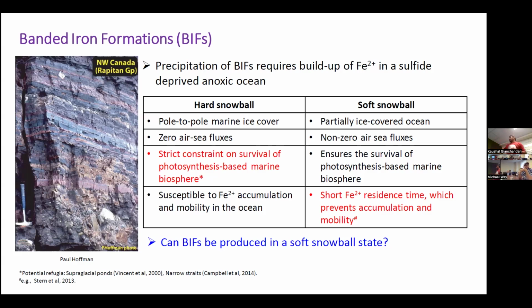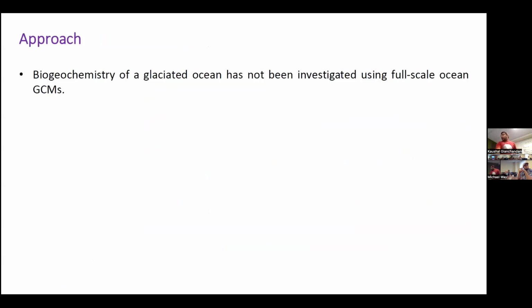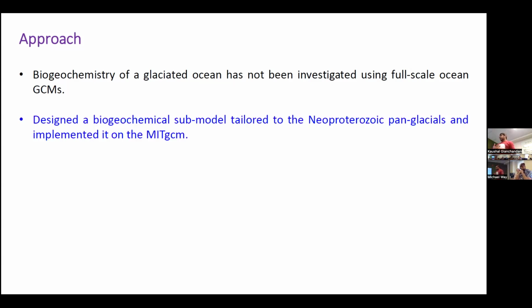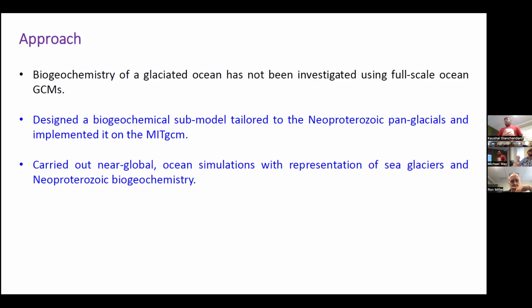So the question we are asking is, can banded iron formations be produced in a soft snowball state? There has been a lot of work regarding the circulation of the ocean in a completely ice-covered setting. However, the biogeochemistry of the ocean in an ice-covered setup has not been explored in great depth. So the goal for my PhD was to design a biogeochemical submodel that is tailored to the Neoproterozoic era and implement it in a state-of-the-art ocean GCM, which is MITgcm.